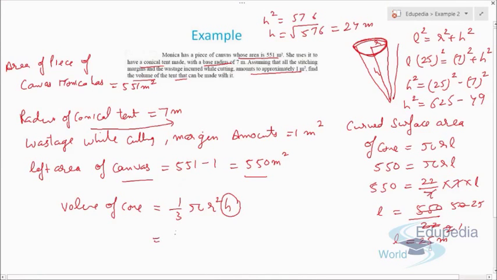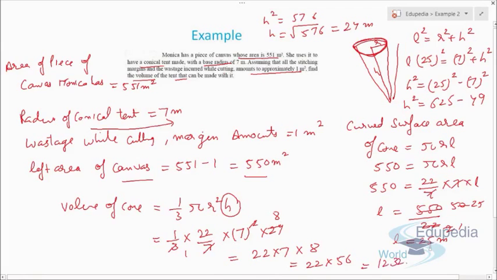Now this will come out to be 1 by 3 into pi is 22 by 7, R is 7 square times 24. So this and this will cancel. So 3 8s are 24, so 8. So this will come out to be 22 times 7 times 8. So this will be 22 times 56. So this will be 1232 meter cube. So this is the volume of the conical tent that can be made.